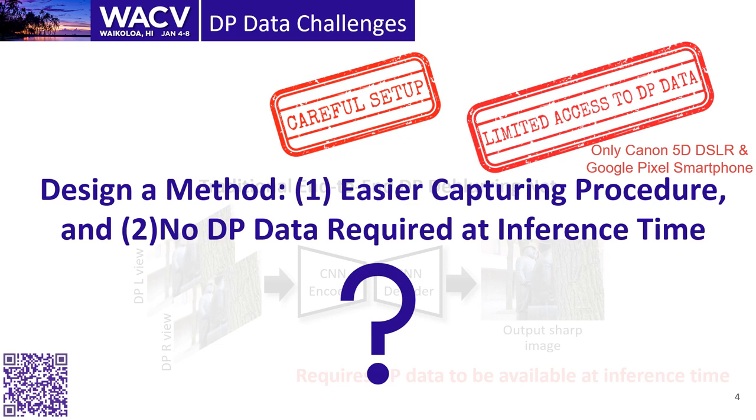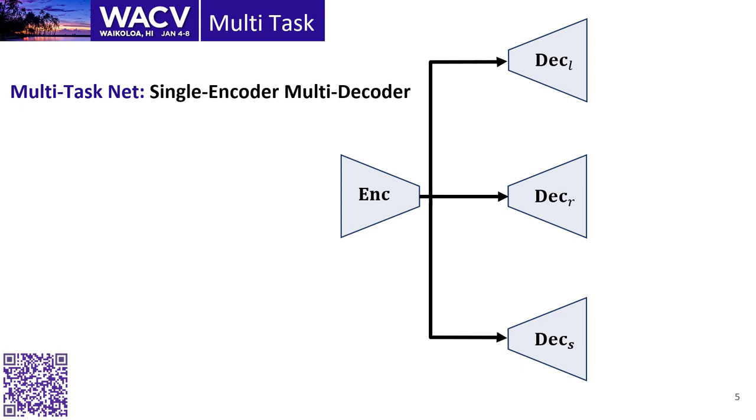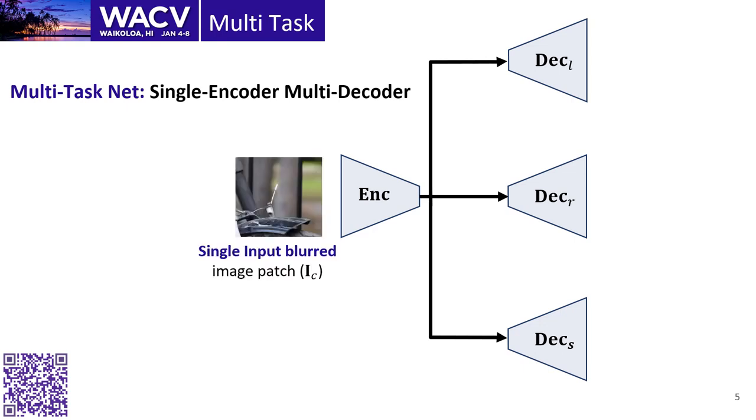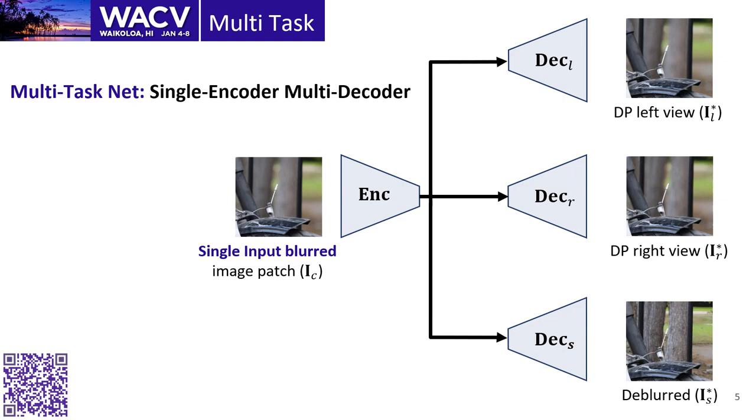To address this question, we propose our multitask network that has a single encoder and multiple decoders. Our network is a single input model that takes the blurry image and estimates the two DP views and the corresponding sharp image in a multitask framework and through three decoder branches.